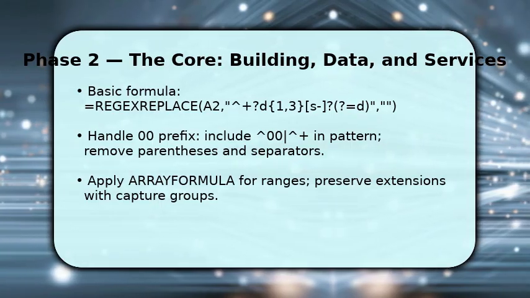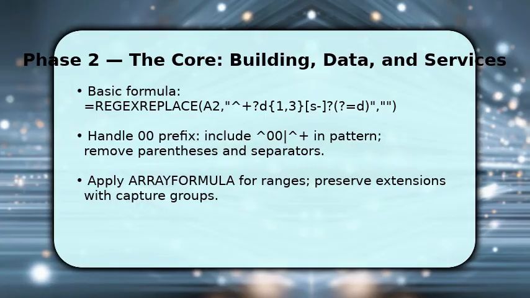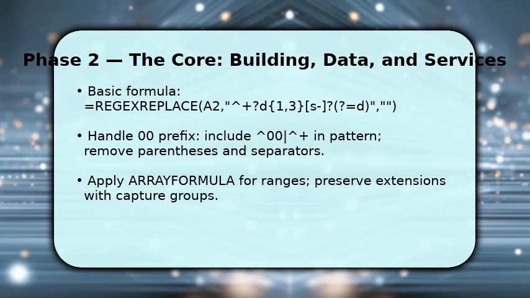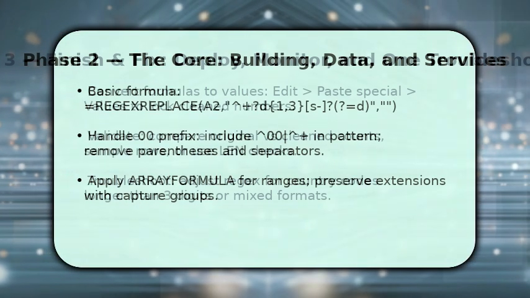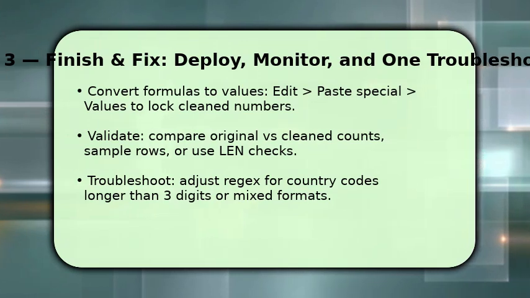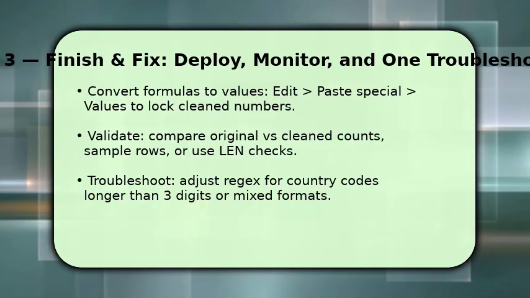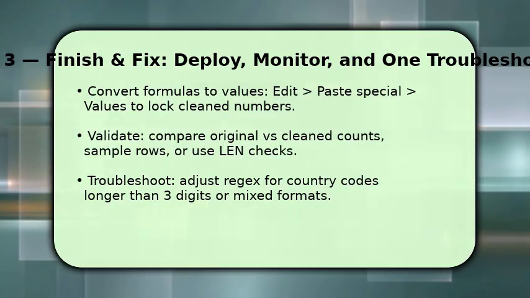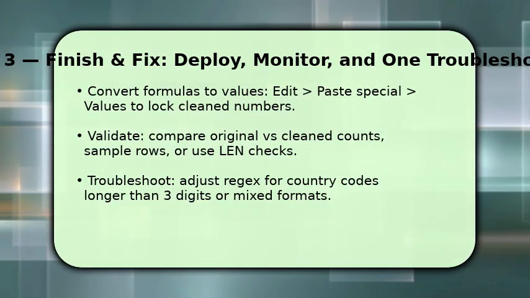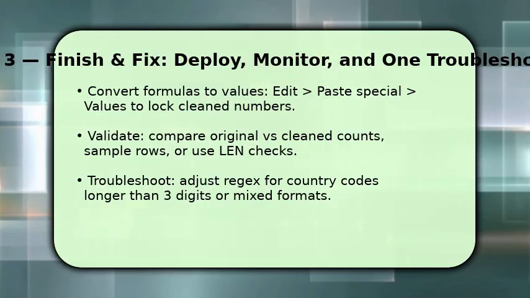If numbers include extensions like ext or x, capture and reattach them so extensions remain unchanged. Finish by converting the helper column formulas to values so your clean numbers don't depend on formulas. Then validate by sampling rows, comparing counts, or using LEN to spot outliers. Any too short or too long entries need manual review.